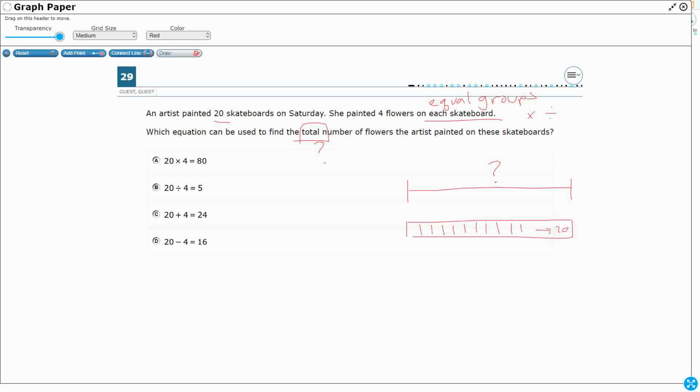Let's just pretend there's 20 of them. How many flowers are on each? All right, well, there's 4 on each. So I could do repeated addition of 4 plus 4 plus 4 plus 4 20 times, or I could say, you know what, I've got 20 groups of 4, and that's going to be, well, 4 times 2 is 8, so 4 times 20 is going to be 80. So my answer here is going to be A.